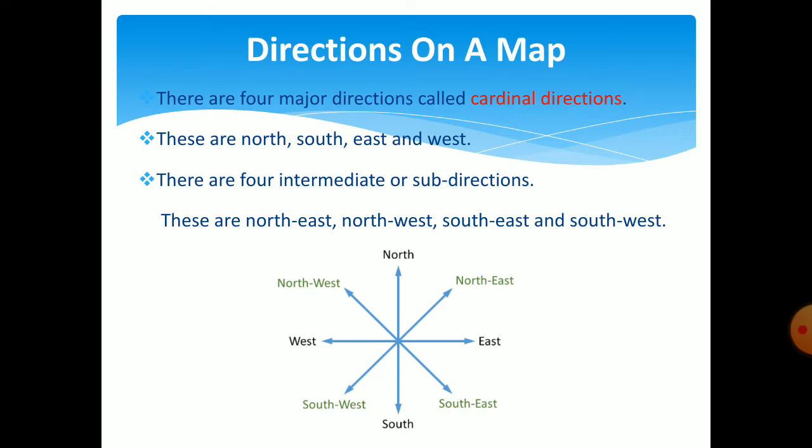Then there are four intermediate or sub directions. These are northeast, northwest, southeast, and southwest. After seeing the image, you will come to know about the cardinal directions and the intermediate or sub directions.